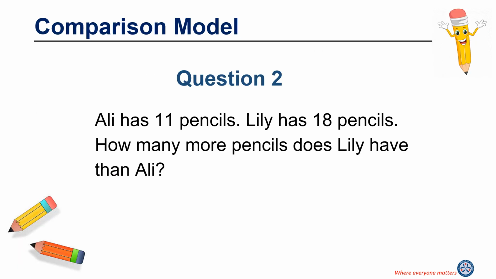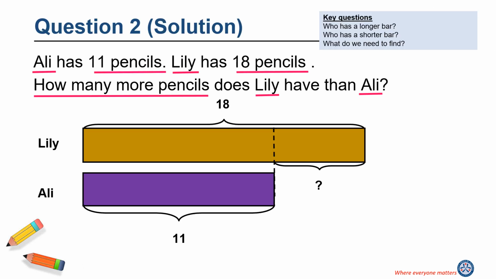Ali has 11 pencils. Lily has 18 pencils. How many more pencils does Lily have than Ali? Please pause the video while you attempt the question. Key questions to take note of are: who has a longer bar? Who has a shorter bar? And what do we need to find?